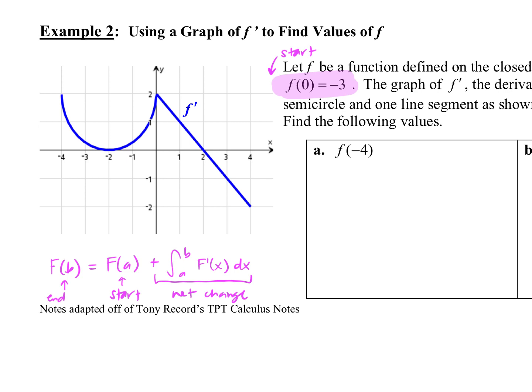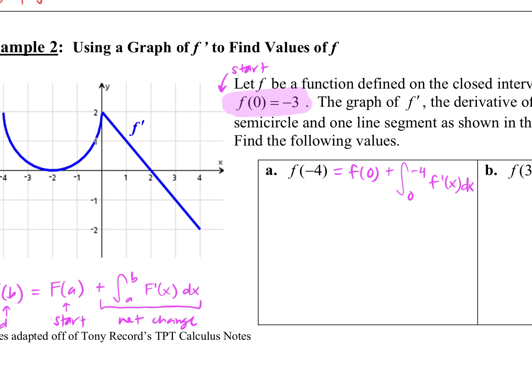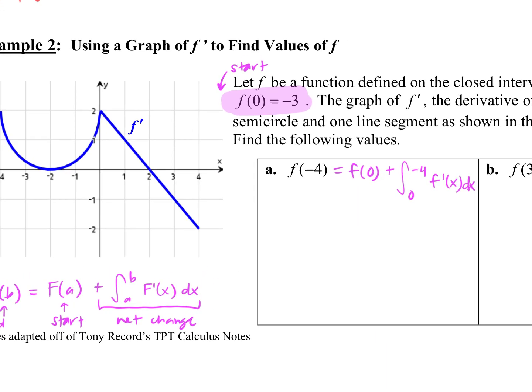Let's plug this into the formula and see how this works. f of negative 4 is equal to f of 0 plus the integral from 0 to negative 4 of f prime of x dx. Well, we know what f of 0 is. f of 0 is just equal to negative 3, from our given.